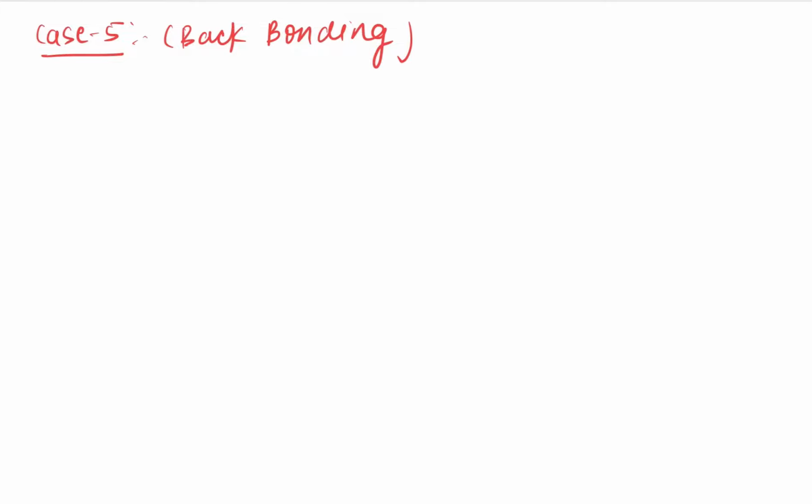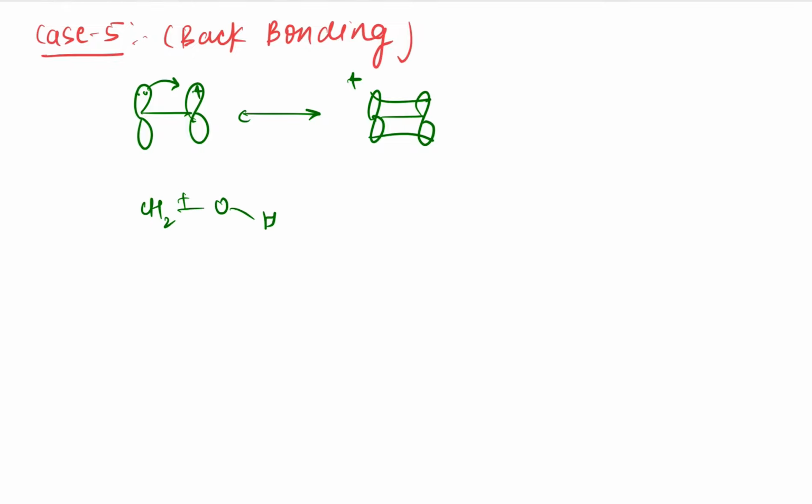So now let's talk about case number 5 of conjugation, which is known as back bonding. In back bonding, there is a lone pair and there is a positive charge over here. The lone pair gives its electrons to the positive charge and forms a positive charge over here. Let's say we have CH2 plus and OH. Here we have a lone pair and it gives the lone pair to it. So it's CH2 double bond O positive, then H.